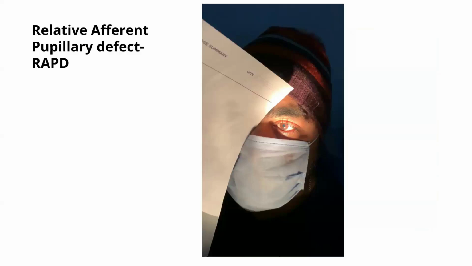What is relative afferent pupillary defect? Where there is a relative afferent pupillary defect, the optic nerve of one side is functioning but not as properly as the other eye. So that's what we call relative afferent pupillary defect.